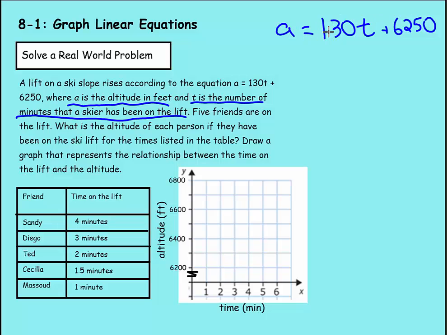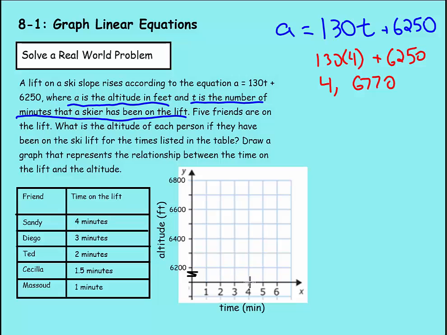Don't let these big numbers scare you. This is just like the equations we've been working with so far. This is that slope number that gets multiplied times the variable plus the constant, which is 6250. Now if we plug in the t, because it gives us the time here for t, we could find the altitude for each one of these friends. So if we plugged in this 4, for example, 130 times 4 plus 6250. 130 times 4 is 520 plus 6250 equals 6770. So my first coordinate point would be 4 for t and then 6770 for A.